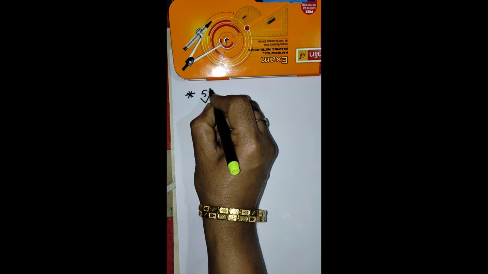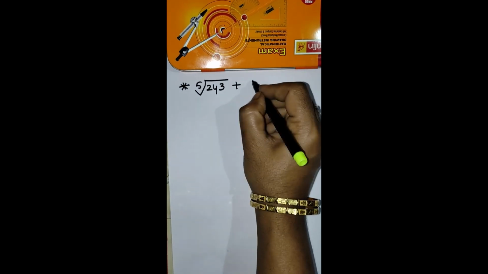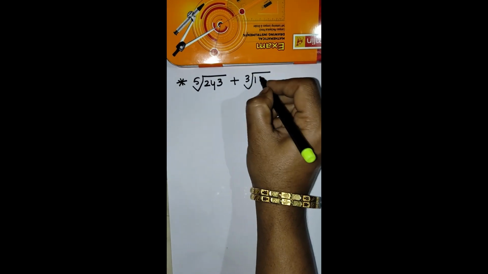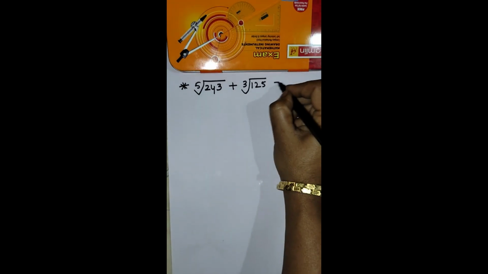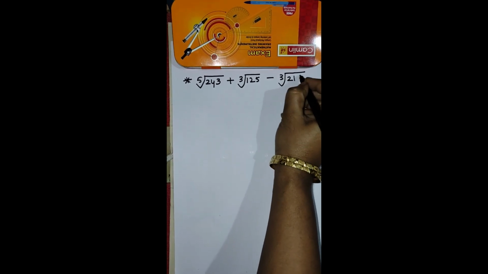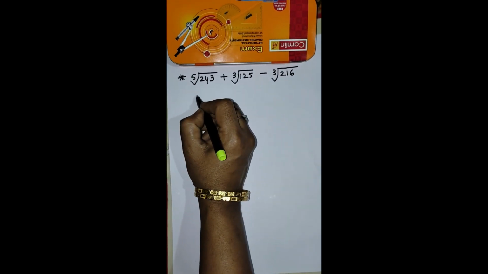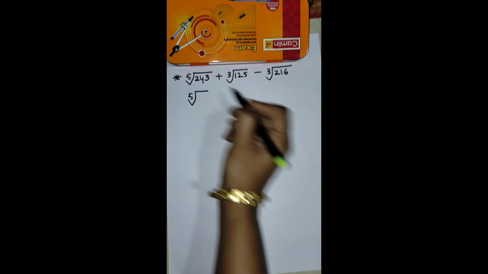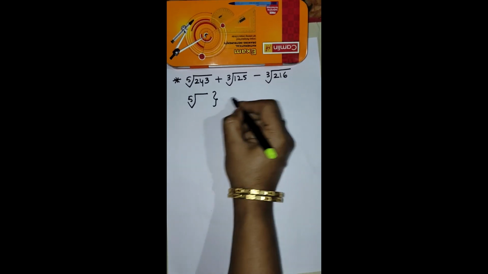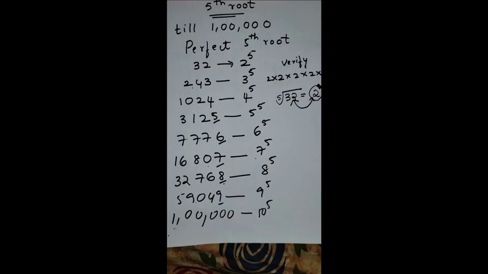Next problem is fifth root of 243 plus cube root of 125 minus cube root of 216. This is the question. Now, it is not easy to find the fifth root, but I have a trick for this. I'll tell you what the trick is.